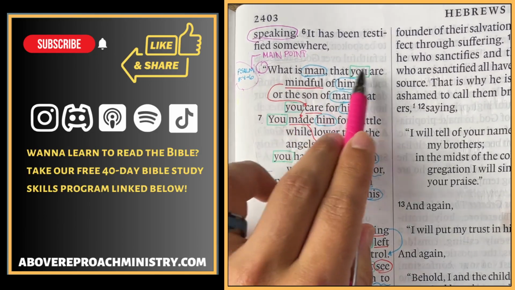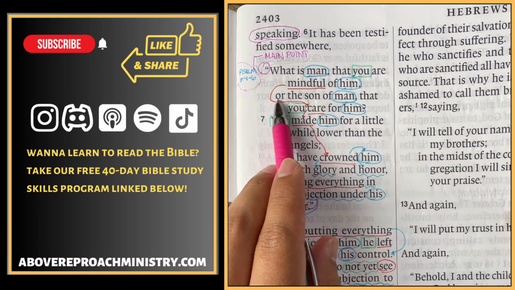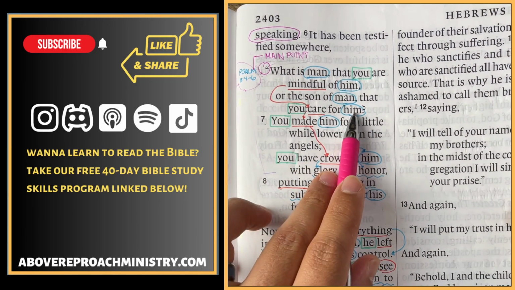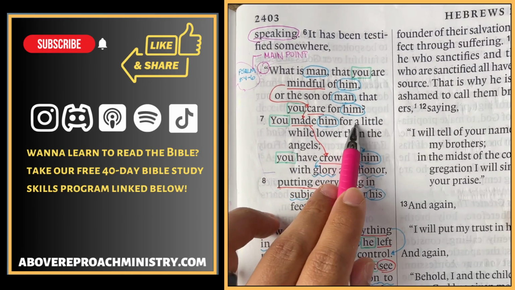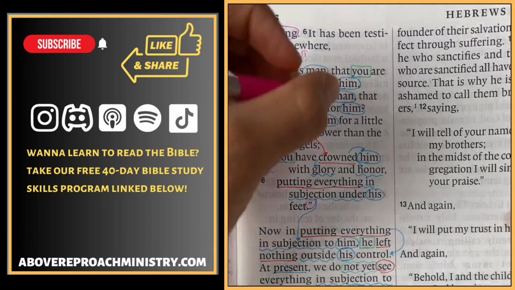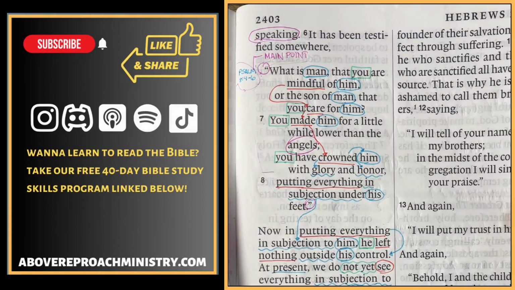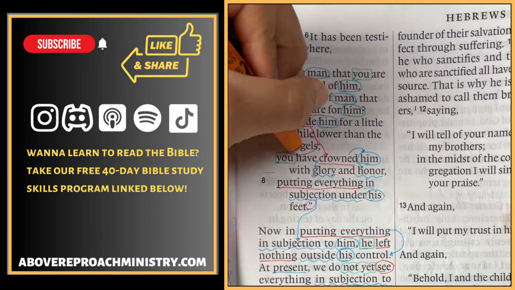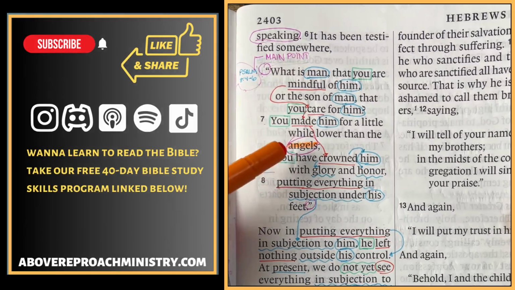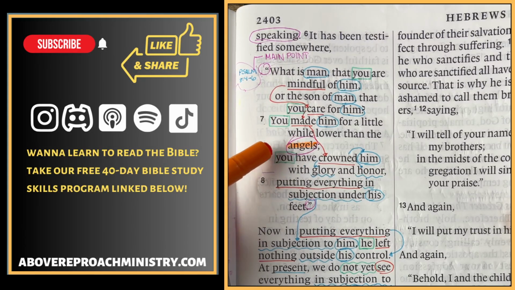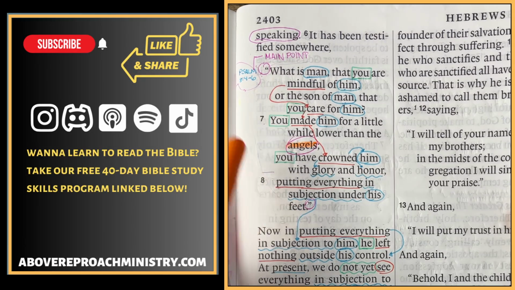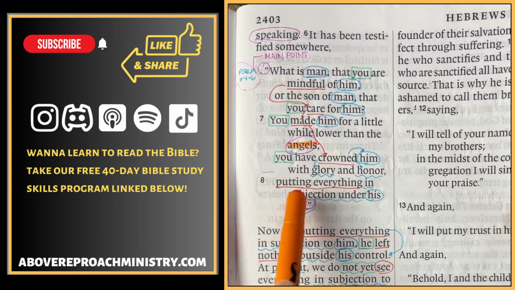So, "What is man that you're mindful of him, or the son of man that you care for him? You made him for a little while lower than the angels." And we noted that the word angels, or angels in general, are referenced quite a bit up to this point, especially in chapter 1, right? "You've crowned him with glory and honor, putting everything in subjection under his feet."